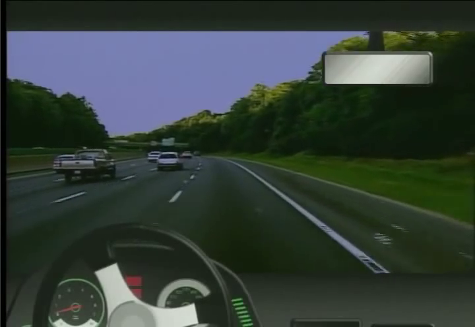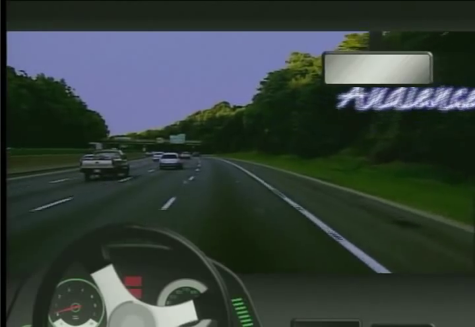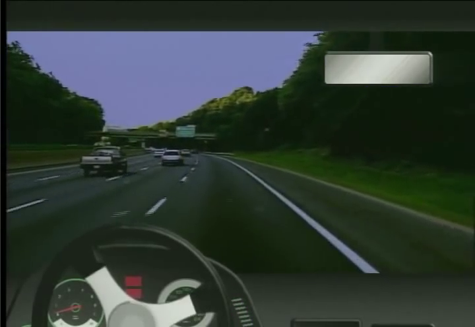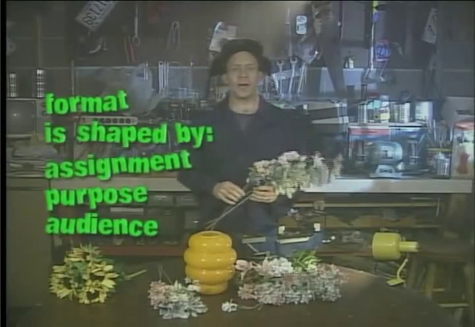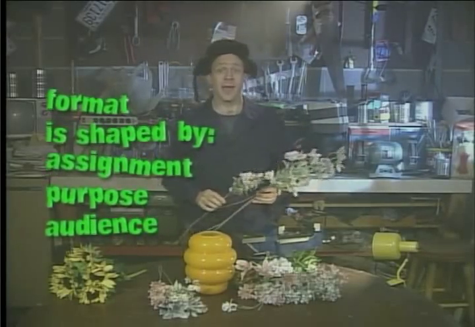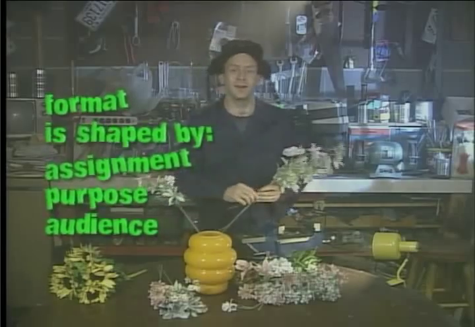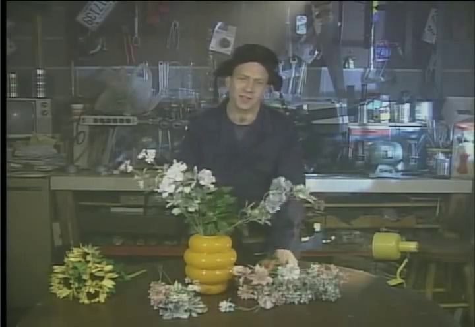So the first two factors are purpose and audience. The third important factor you need to consider is the format of your paper. The format of your paper is shaped by your assignment, as well as your purpose and audience. Like a floral designer does for flowers, the format of a paper describes how a paper should look and how it should be arranged. Watch me arrange these flowers.